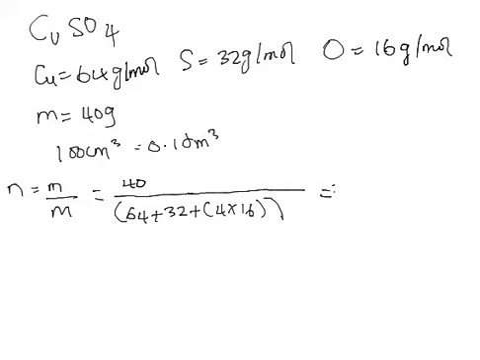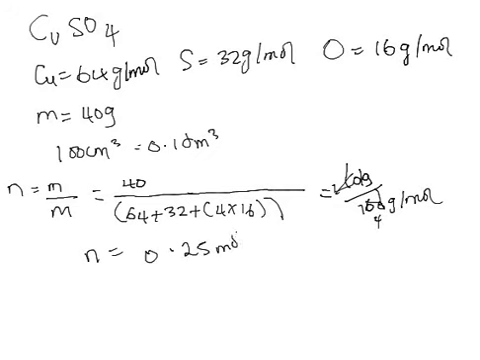So you have 40 grams divided by 160 grams per mole. When you cancel your grams, you'll be left with mole. So your number of moles is going to be equal to 40 divided by 160. Of course, the 0 will cancel, and 4 goes into 4 once and into 16 four times. So you have 1 over 4, which is equal to 0.25 mole.